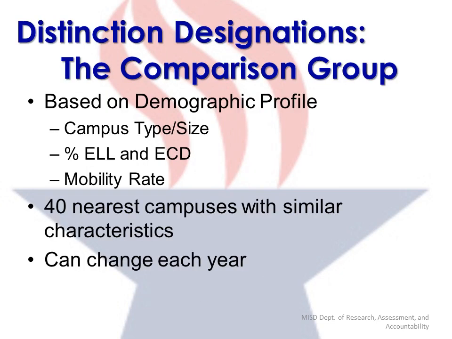We'll begin this episode by examining the 7 possible distinctions. To do that, we must first consider the campus comparison group. The purpose of the comparison group is to evaluate campuses relative to those with similar characteristics.